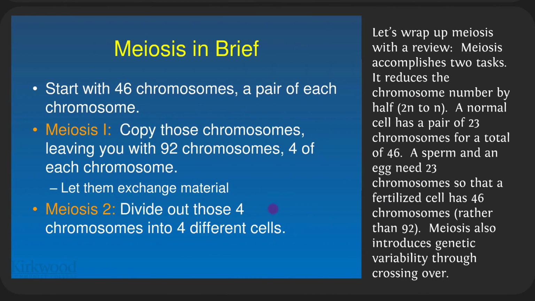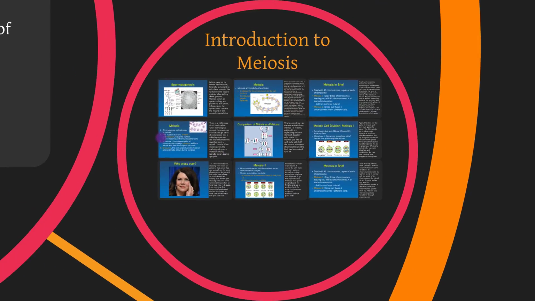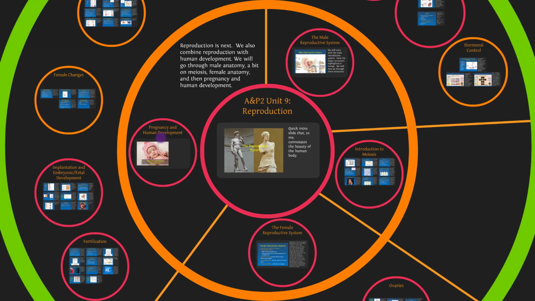Let's wrap up meiosis with a review. So meiosis accomplishes 2 tasks. It reduces the chromosome number by half, 2n to n. So a normal cell has a pair of 23 chromosomes for a total of 46. A sperm and egg need 23 chromosomes so that a fertilized egg gets back up to 46 chromosomes rather than having 92. And meiosis also introduces genetic variability through crossing over. So that's meiosis. Again, we'll come back to that in genetics.